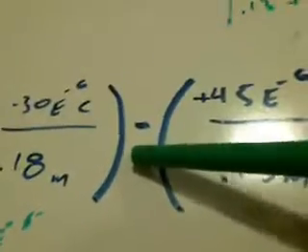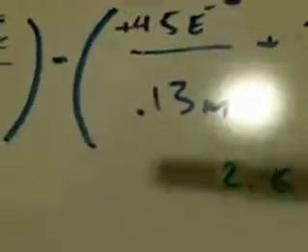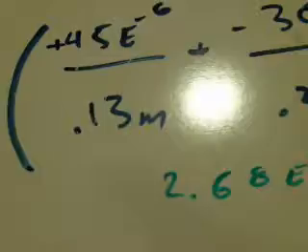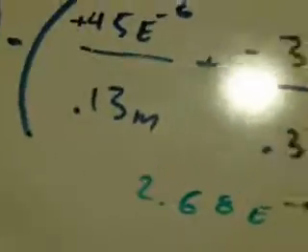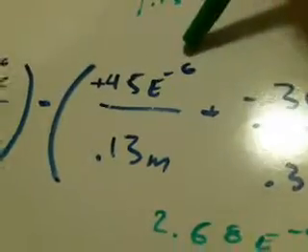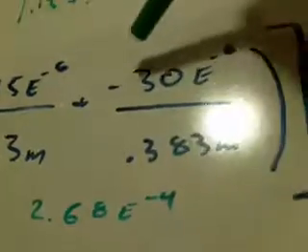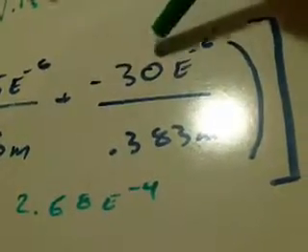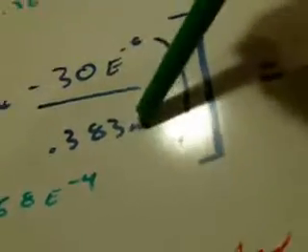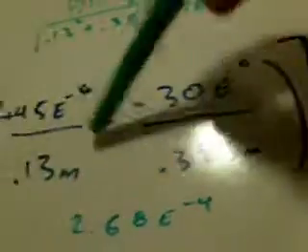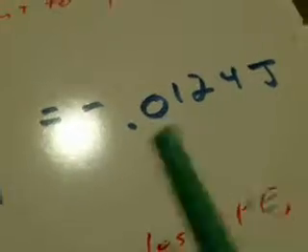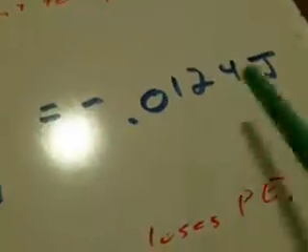So I didn't distribute the negative. I left it as is, keeping these parentheses there. All right, so when I typed it, I didn't distribute the negative, but if you wish to, you can. Just then don't type the parentheses. So it's 45 times 10 to the negative 6 divided by 13 centimeters, plus then that negative 30. Again, that's the same Q2, negative 30 times 10 to the negative 6 divided by how far that is. And remember, the denominators are not squared in this. When you do the math, I promise you will get negative 0.0124 joules.